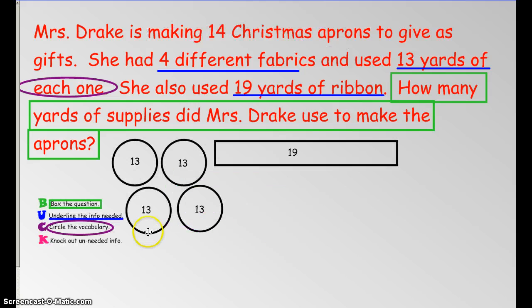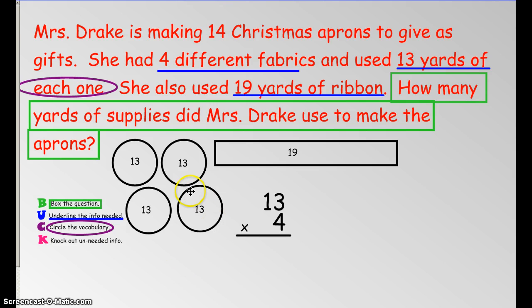The first thing I'm going to do is draw 4 different fabrics. Right there are my 4 different fabrics, and I know it's underlined. There are 13 yards of each one. So I've labeled 13, 13, 13, 13. And I also drew a picture of the 19 yards of ribbon. Now I need to know how many yards that is all together.